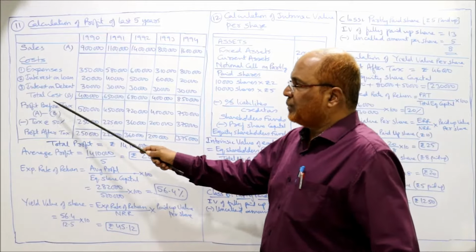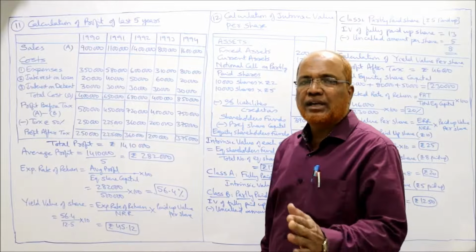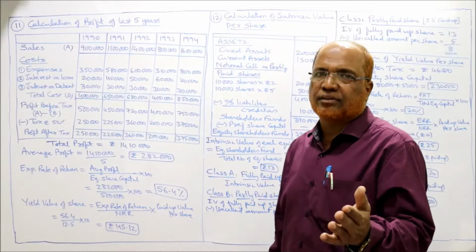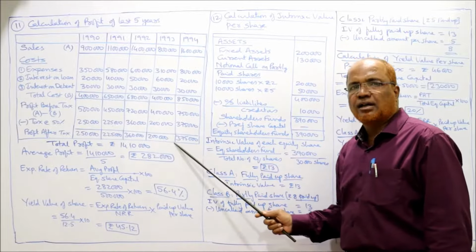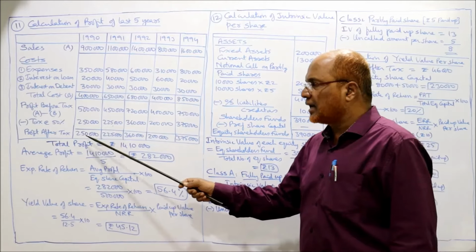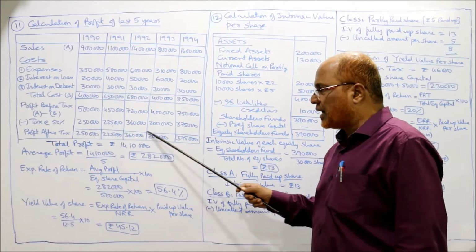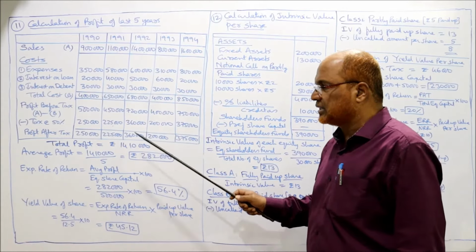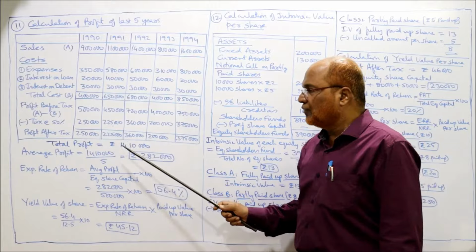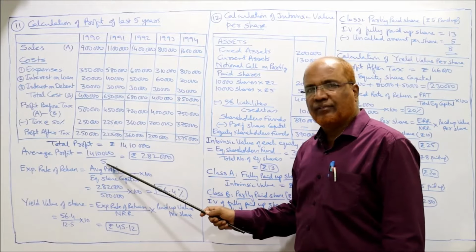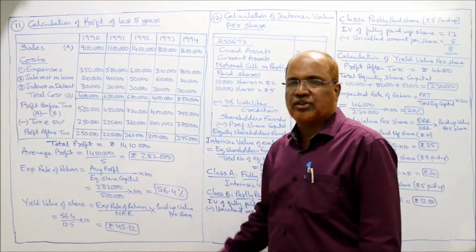Profit before tax minus tax, we will get profit after tax. So we need profit after tax for all 5 years. The profit after tax for all 5 years has come. Take the total, add up: 2,50,000 plus 2,25,000 plus 3,60,000 and so on. The total of all 5 amounts is 14,10,000. To find the average profit, 14,10,000 divided by 5 gives 2,82,000. This is the average profit.